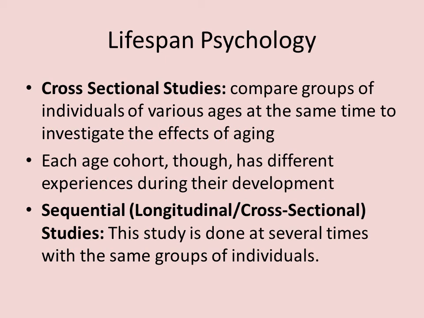Cross-sectional studies compare groups of individuals at various ages at the same time to investigate the effects of aging. Each age cohort, though, has different experiences during their development. Sequential studies are studies that are done at several times with the same group of individuals.